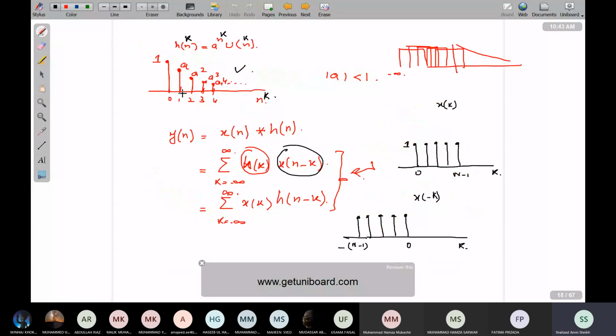Anyways, okay. Now this is my h of n. It is decreasing if a is less than 1, and now we have to do y of n equal to x of n convolved with h of n, and it is nothing but the sum over k from minus infinity to infinity of h of k x of n minus k, or the sum over k from minus infinity to infinity of x of k h of n minus k. Now what is the word description of these two equations? What is the difference between these two?